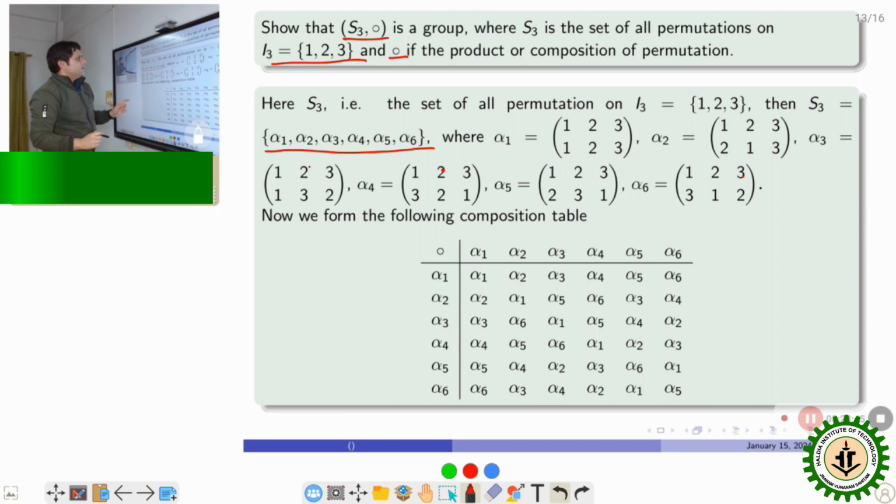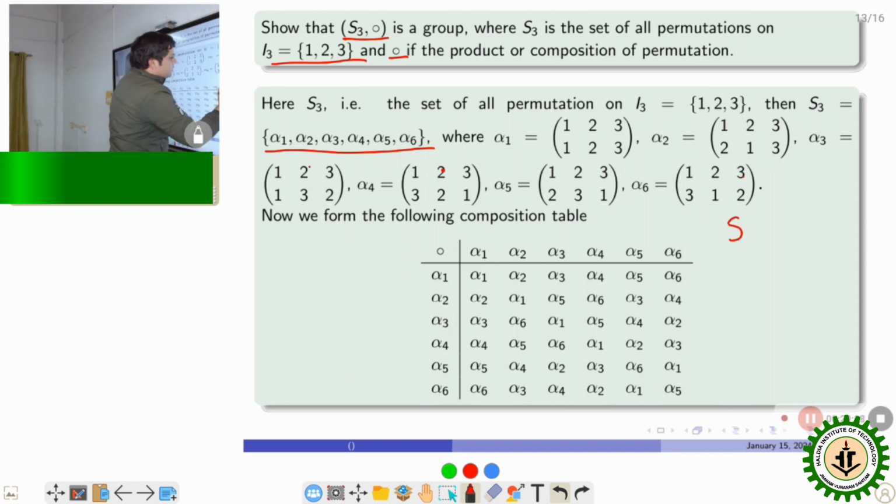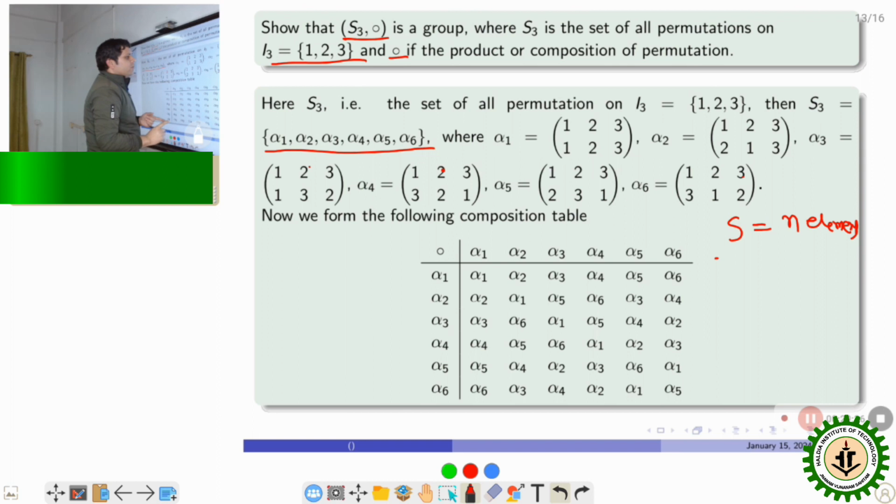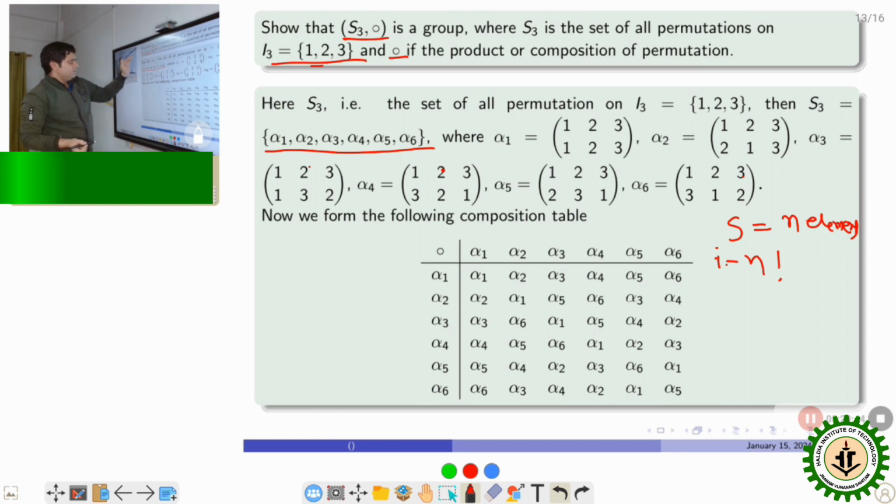That S3 contains 6 elements. We know that if any set contains n elements, then the number of one-one and onto functions equals n factorial. In this set, S3 is all permutations, that means all one-one onto functions on the set I3. Now I3 contains 3 elements, therefore the number of one-one onto functions is 3 factorial, that means 6. Therefore, S3 contains only 6 elements.